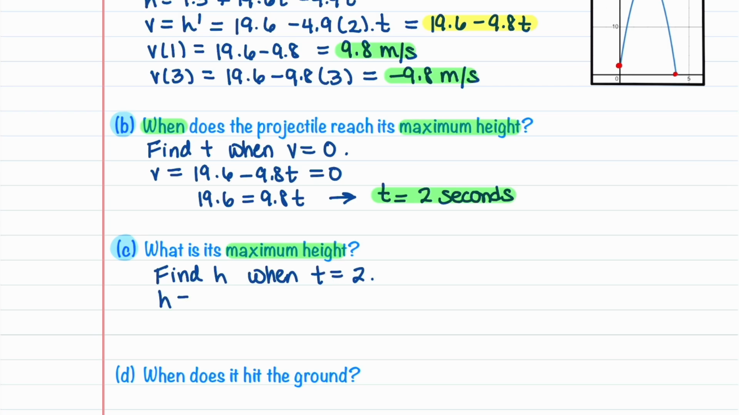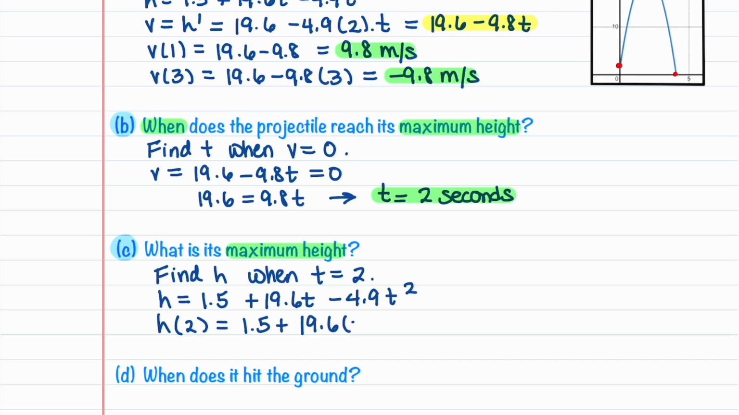Let's go ahead and write our function for h. It is 1.5 plus 19.6t minus 4.9t squared. And now what we're going to do is we're going to let t be equal to 2. So this gives us 1.5 plus 19.6 times 2 minus 4.9 times 2 squared. If you plug all that into your calculator, you end up with 21.1 and that is in terms of meters. This means that the maximum height of the projectile is 21.1 meters.